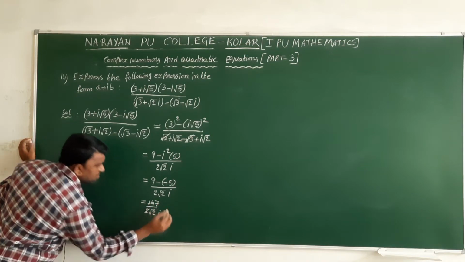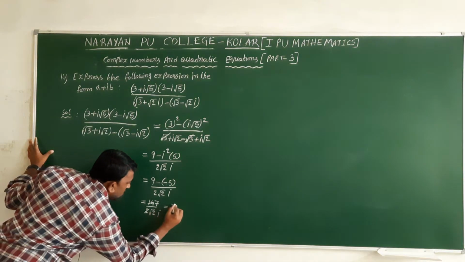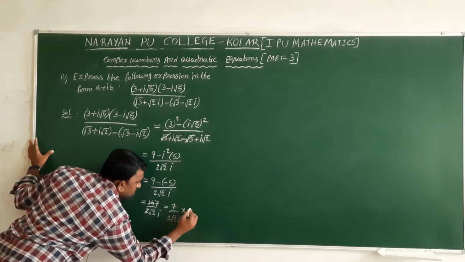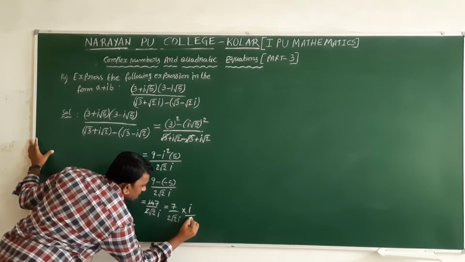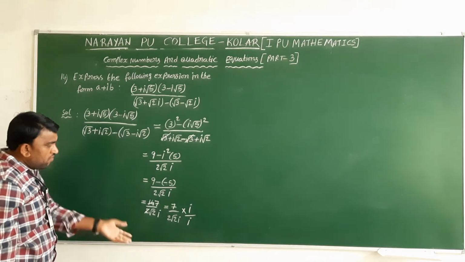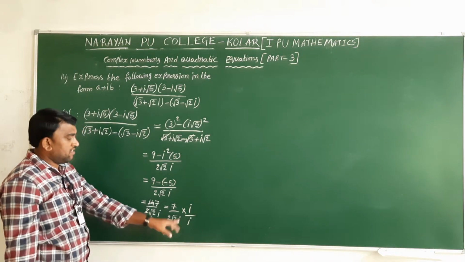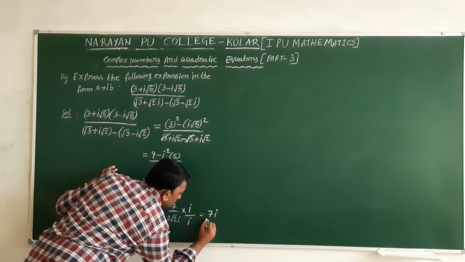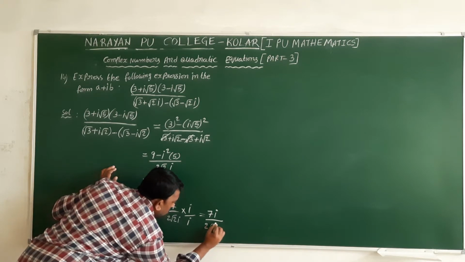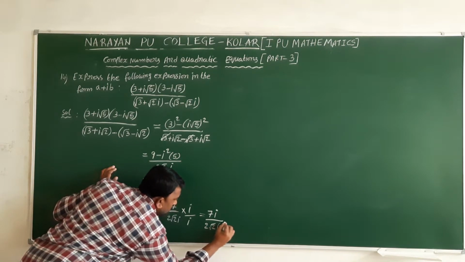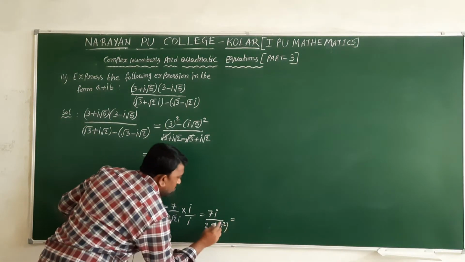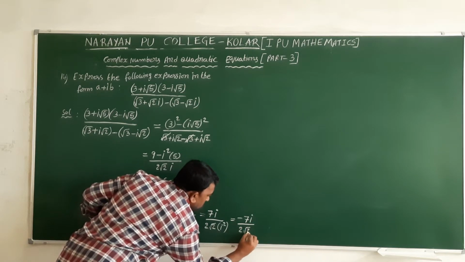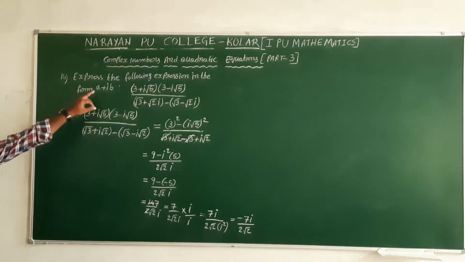2 ones are 2, 2 sevens are 14. So 7 by 2 root 2 i. So rationalize with i. Here the denominator contains the imaginary part. To remove that imaginary part, rationalize with i. 7 into i, 7i divided by 2 root 2 i into i square. But we know the i square value is minus 1. Finally it is minus 7i by 2 root 2. That is the value of the given expression.